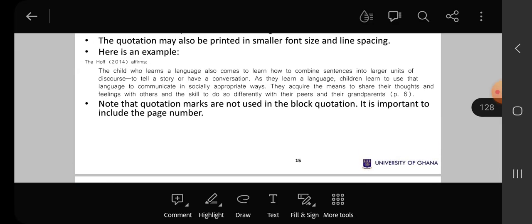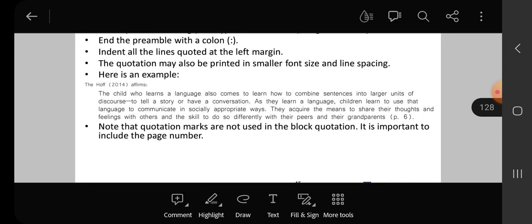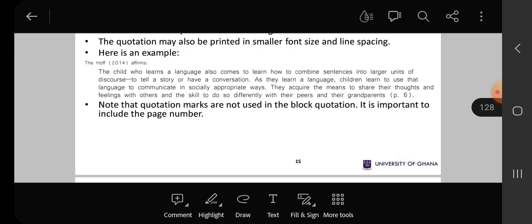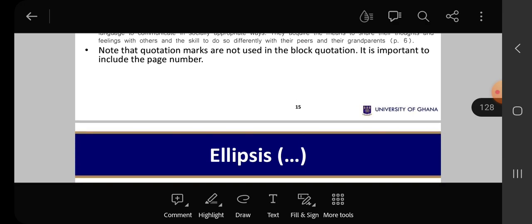So when you are using block quotation, we don't use quotation marks. That's why you bring the preamble and then the indented lines, for people to see that you quoted someone. But it is always advisable to include the page number, like we did here. So page 16. It is easy for people to identify.